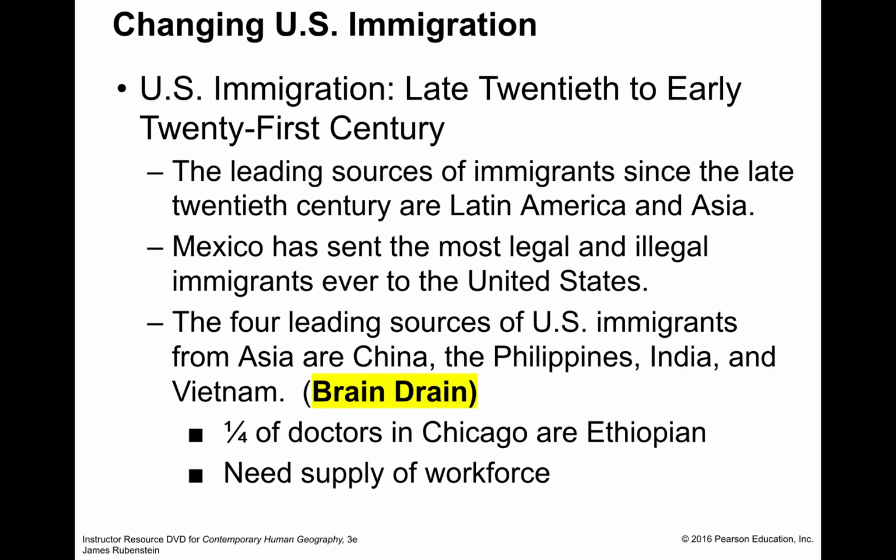And we also see brain drain. Brain drain is when the smartest and brightest are taken away from their country, thus leaving future generations absent of their doctors and their lawyers and their high-skilled labor. When we look at brain drain, we see a quarter of all doctors in Chicago are Ethiopian. That would be an example of brain drain out of Ethiopia. And these workers are needed to supply the workforce in the U.S., the medical jobs.